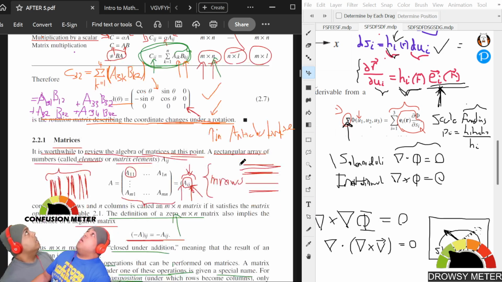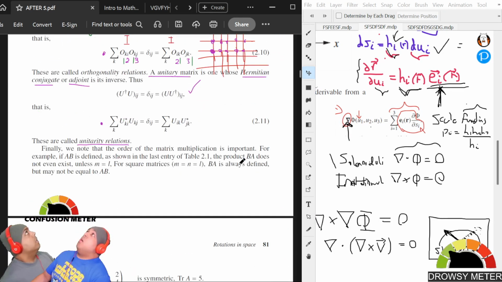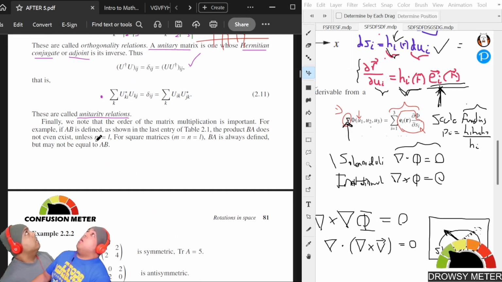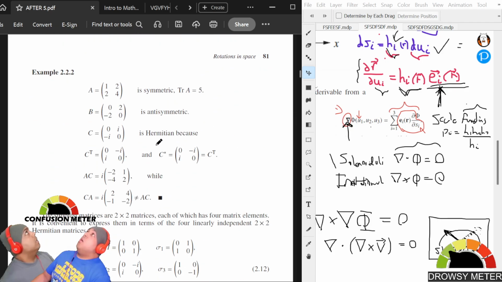M times N times L. If AB is defined as shown in this, the product BA does not even exist unless M equals L. For square matrices, M equals N equals L, BA is always defined but may not be equal to AB. Okay, I understand. Example 2.2.2.